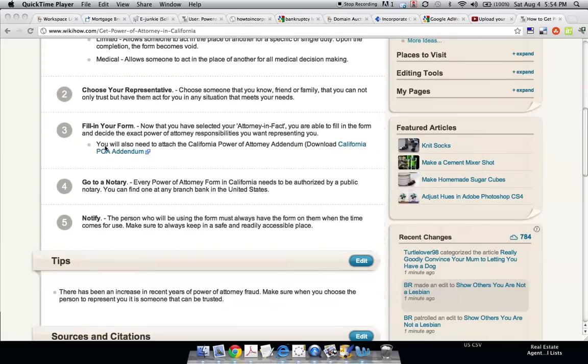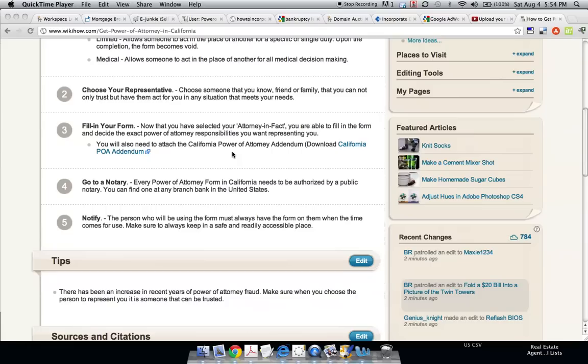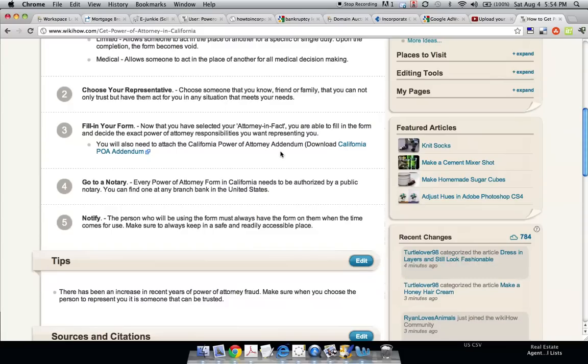The next step is to fill in your form. Now that you have selected the form that you want and your attorney in fact, which is another word for the person that's going to be acting for you, you're able to fill in your form and decide what exact power of attorney responsibilities you want representing you. Below, you'll see that in the state of California you need to have this California power of attorney addendum, which we make available on our website, powerofattorneyforum.com, and is available on this WikiHow article.